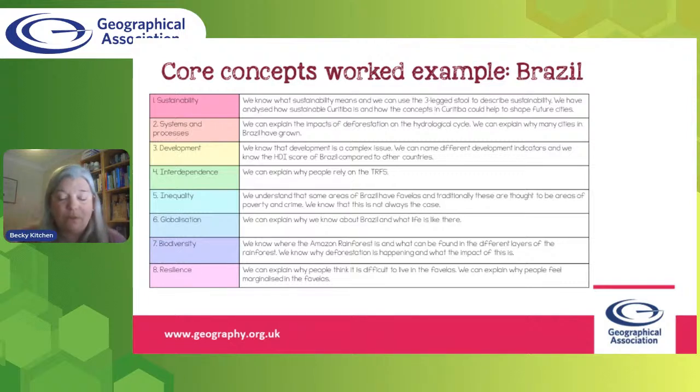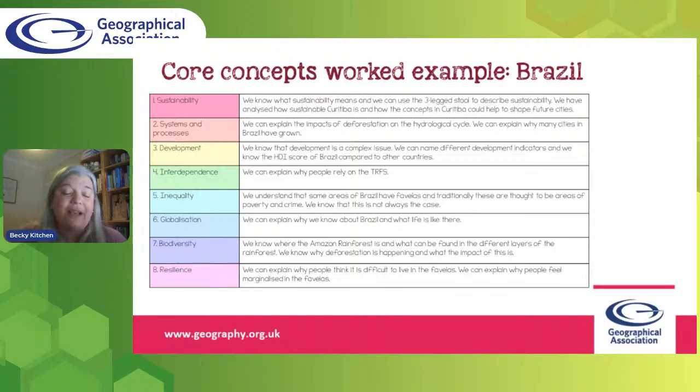So you can see, in the unit on Brazil, sustainability is in that unit because they know what sustainability means. They're using the three-legged stool to describe sustainability, and they've looked at Curitiba, which is a Brazilian city, and how concepts and ideas in Curitiba could help shape future cities. If we look at development, they're looking at the fact that development is a complex issue, but they can look at different indicators and know the HDI score of Brazil compared to other countries. So you can see how in that one unit, each of the concepts is manifesting itself in a particular way.